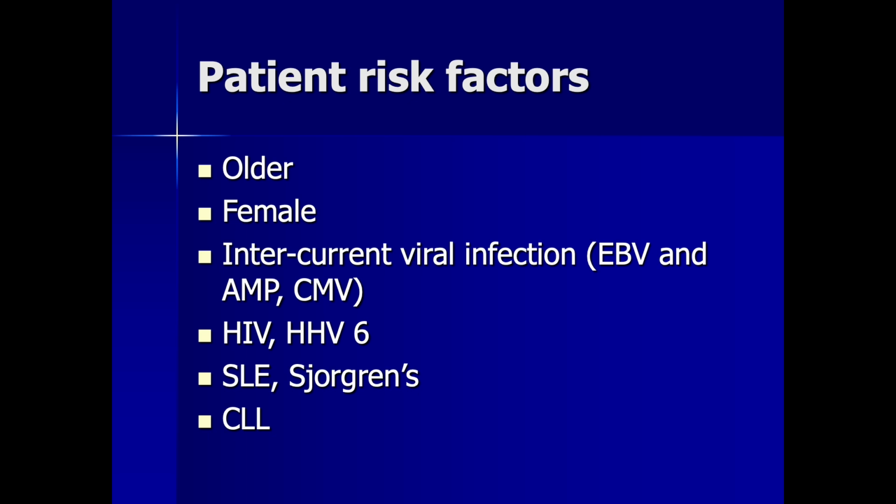The presence of an intercurrent viral infection was associated with an increased risk of drug reactions. So as is well known with glandular fever, almost everybody who's given ampicillin who has glandular fever developed a morbilliform eruption. Drug reactions are much more common in people with HIV and people who are infected with herpes hominis virus number 6. Drug reactions are more common in patients with systemic lupus, with Sjögren's syndrome, and those people who have got an underlying chronic lymphatic leukemia.